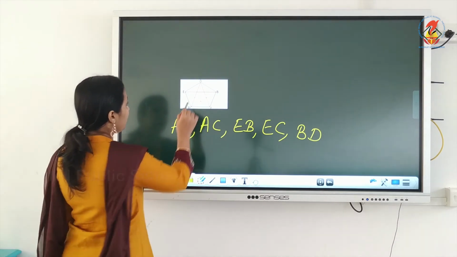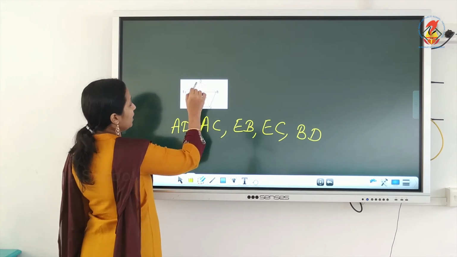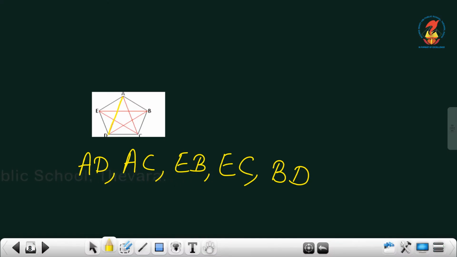I hope it's clear. AD is a diagonal. AC is a diagonal. EB is a diagonal. BD is a diagonal. And EC is a diagonal.